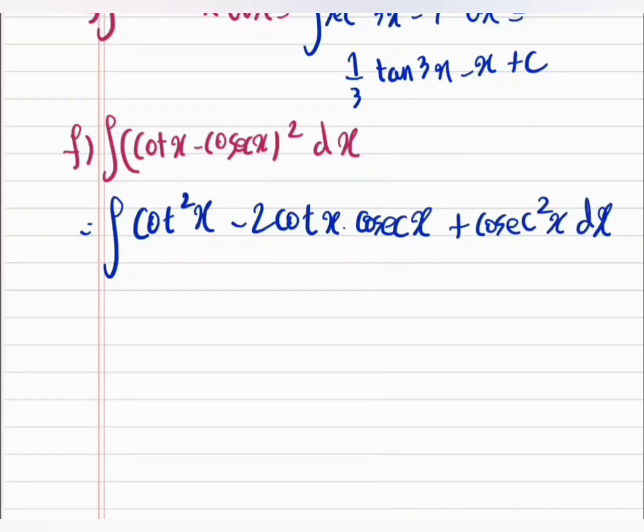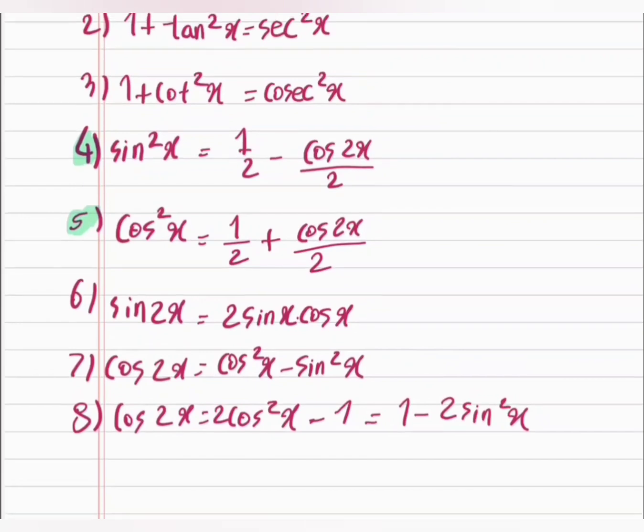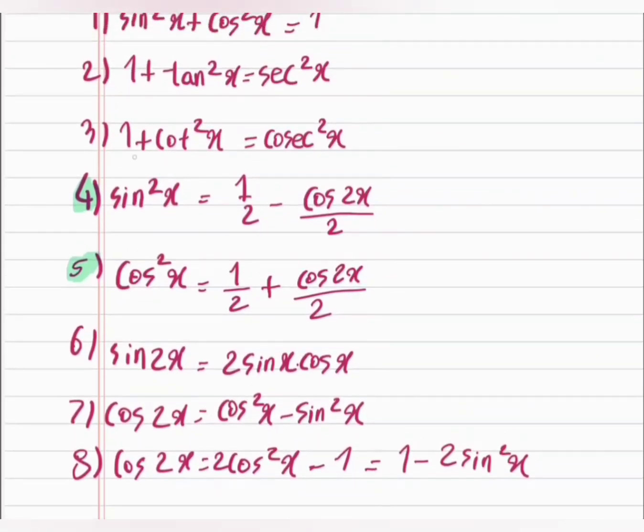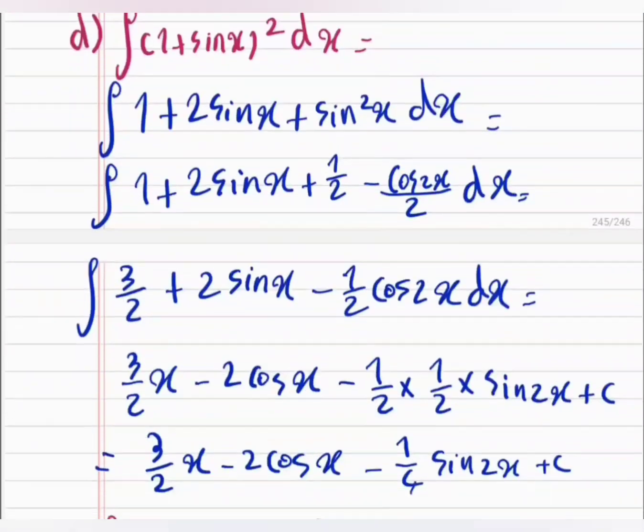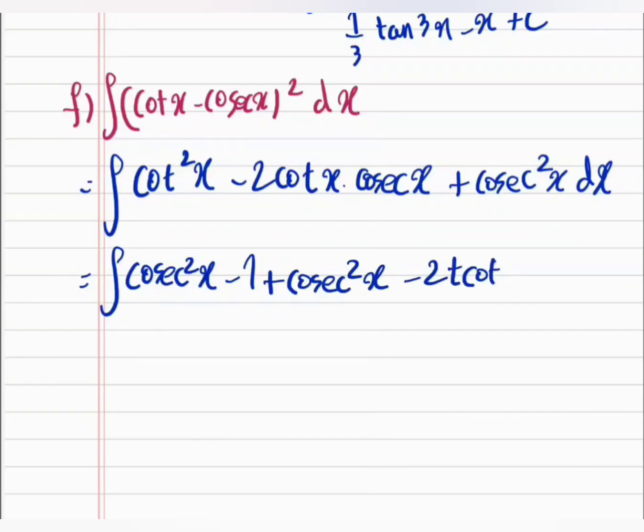Okay, so the identity that we need to remember is that, because we have the term cot squared x, and integrating that is not something we want, instead we can rewrite it. Cot squared x is equal to cosec squared x minus 1, and then we can easily integrate cosec squared. So we can rewrite this as cosec squared x minus 1, and then we also have this cosec squared here, and then this middle term, which is minus 2 cot x cosec x.